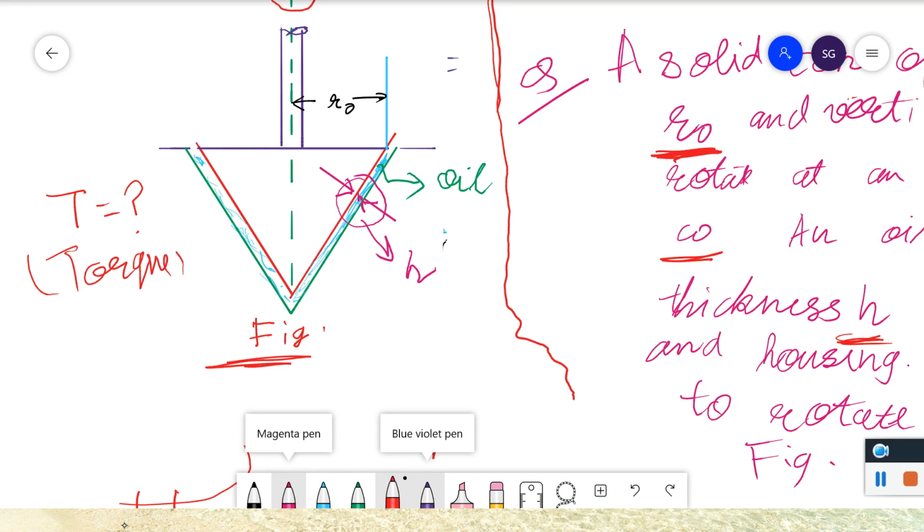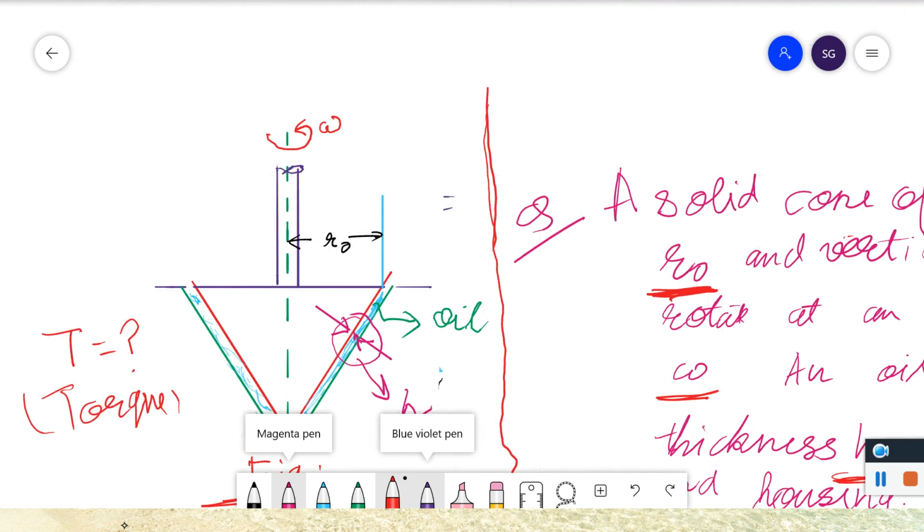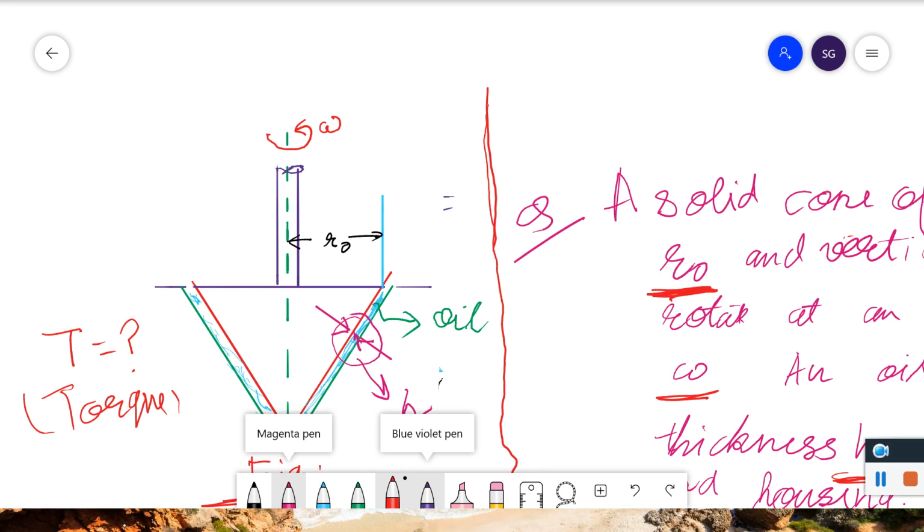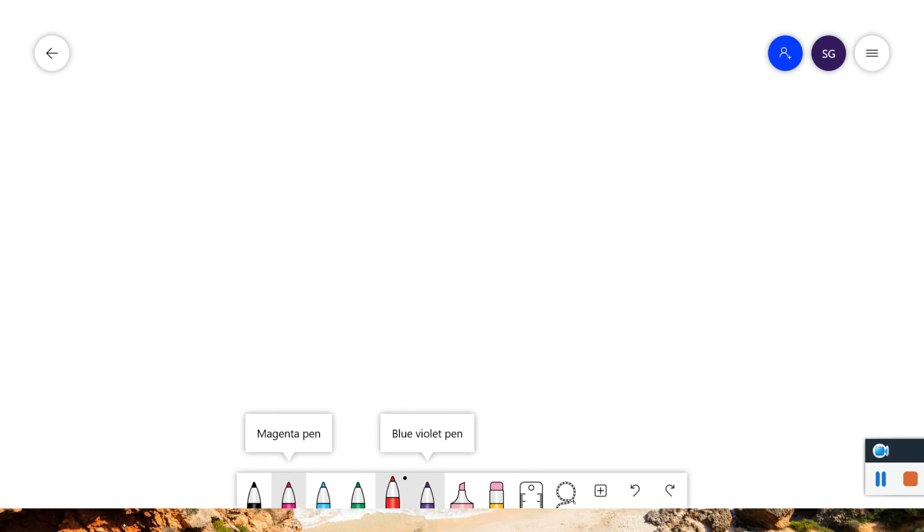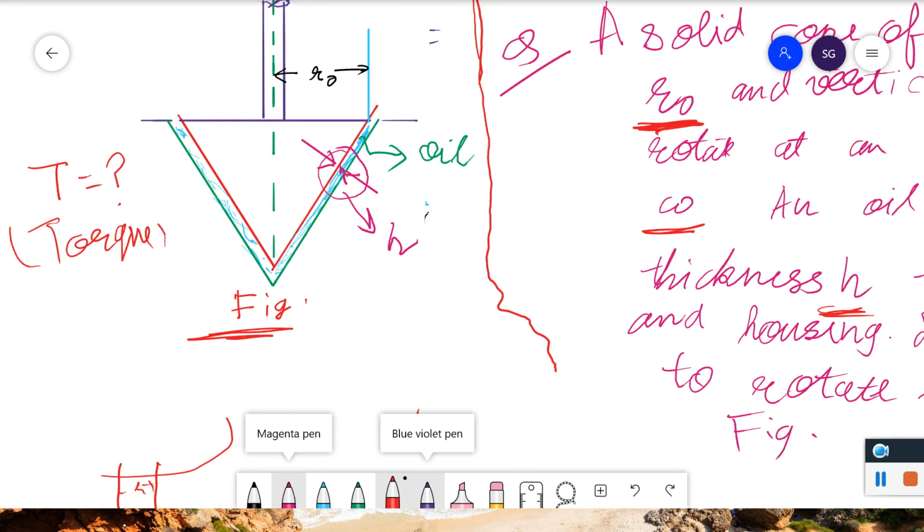I will explain this figure. This is rotating with omega. This is the R naught, that is the distance from the highest limit to the central line. This is the R naught. This is the fluid inside, that is oil, and it is the thickness, that is H, which is also known as R, and then you have to just calculate.